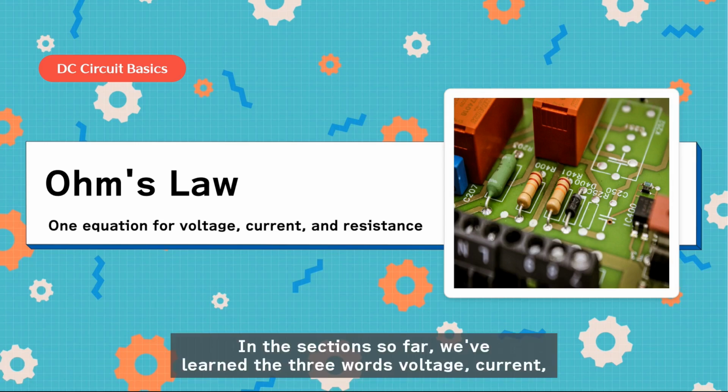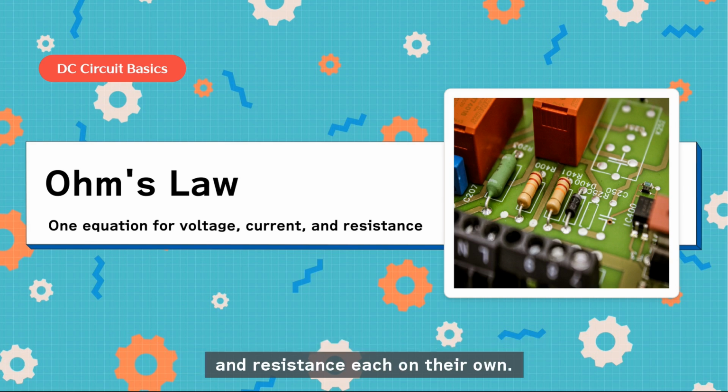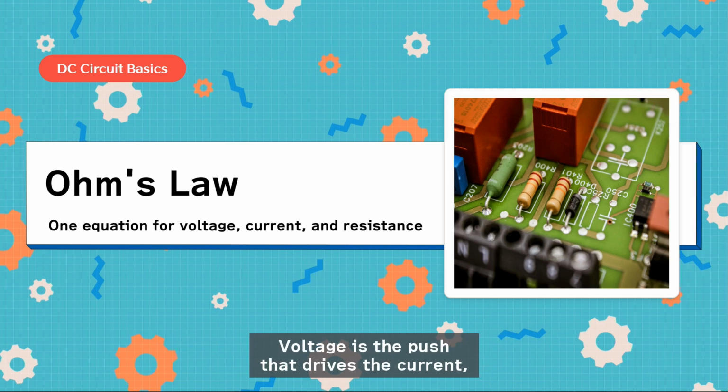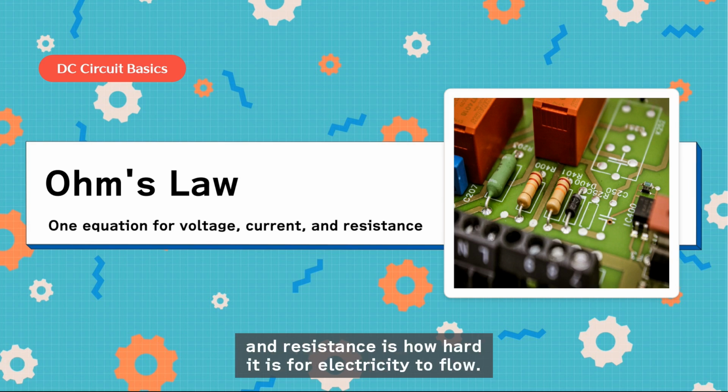In the section so far, we've learned the three words voltage, current, and resistance, each on their own. Voltage is the push that drives the current, current is the amount of electricity flowing, and resistance is how hard it is for electricity to flow. In fact, these three are not separate things, they tie together neatly in a single equation. That equation is today's lead, Ohm's law.